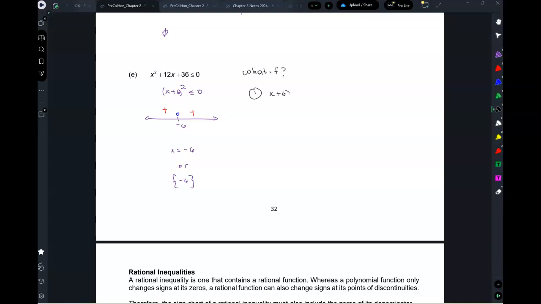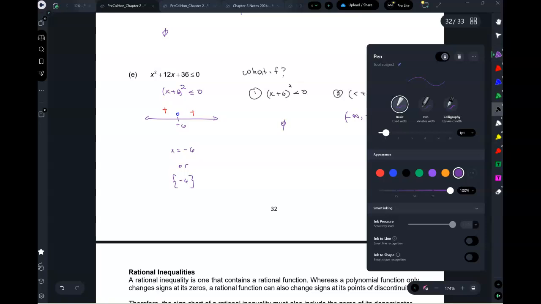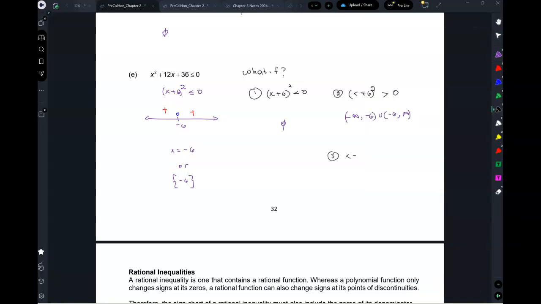Now, before you switch the page, what if we had the same problem, but less than 0? No solution. What if you had the same problem greater than 0? Everywhere but negative 6. So negative infinity to negative 6, negative 6 to infinity. And what if I said x plus 6 squared greater than or equal to 0? All real numbers. You see that?